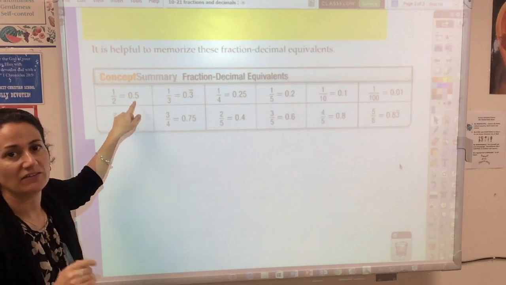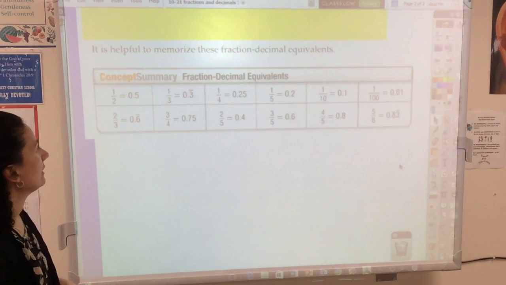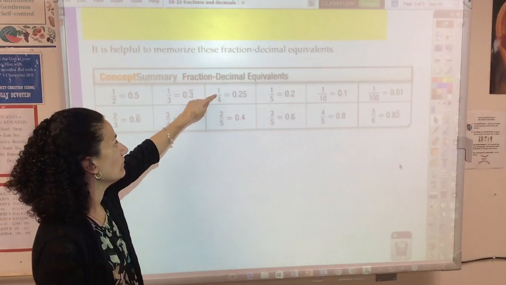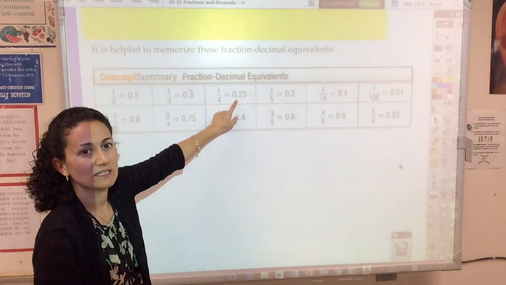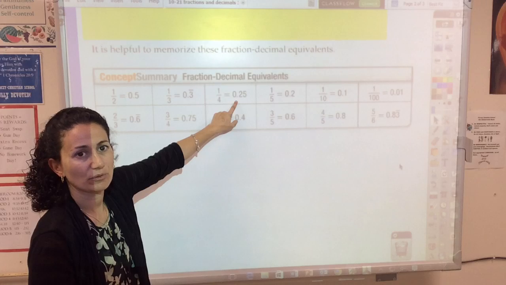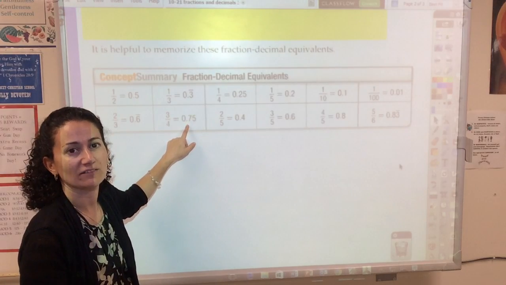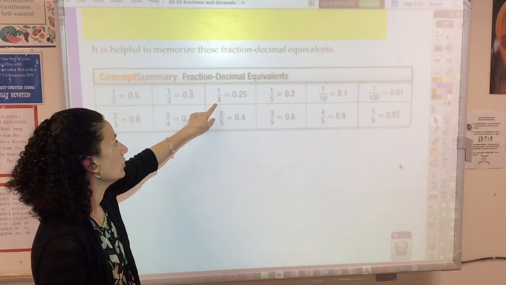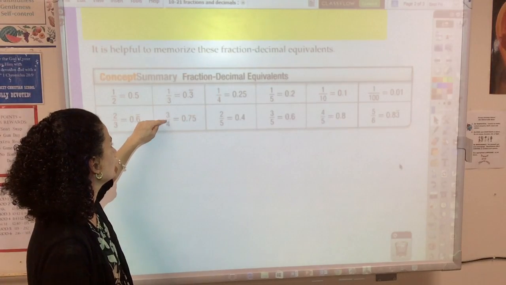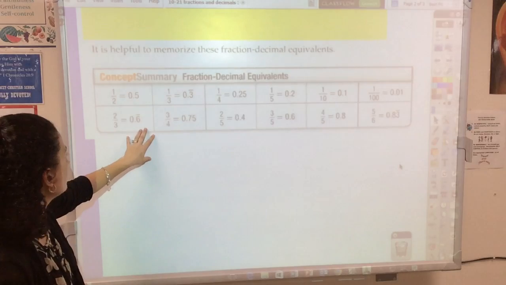1/2 is 0.5. I think most of us know that by now. 1/4, I think of money. It's like 25 cents, 0.25. 3/4 is 0.75, like 75 cents. 1/4, 3/4. All right, a few other easy ones.